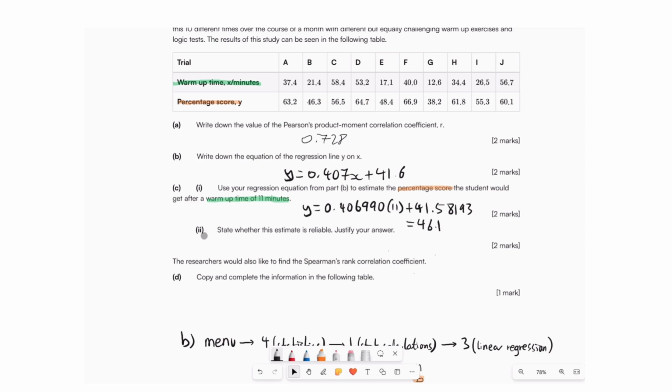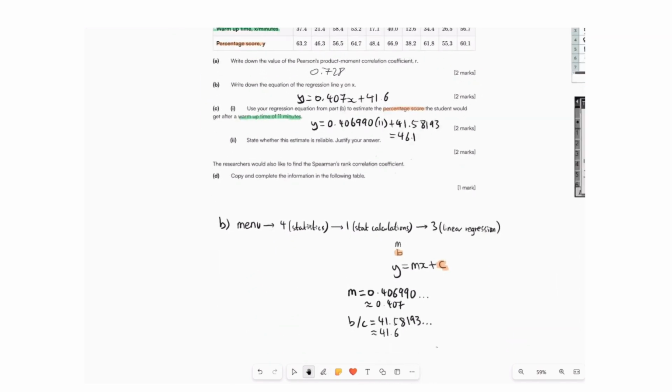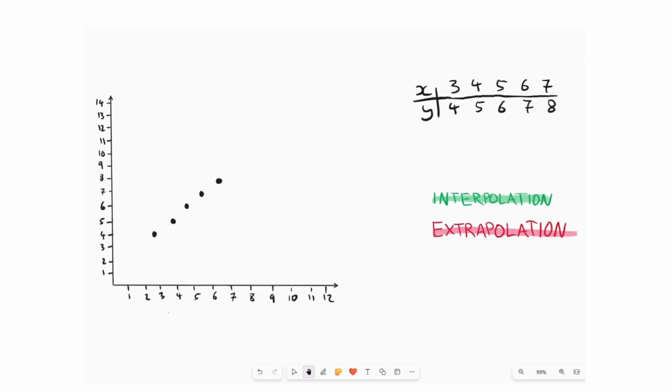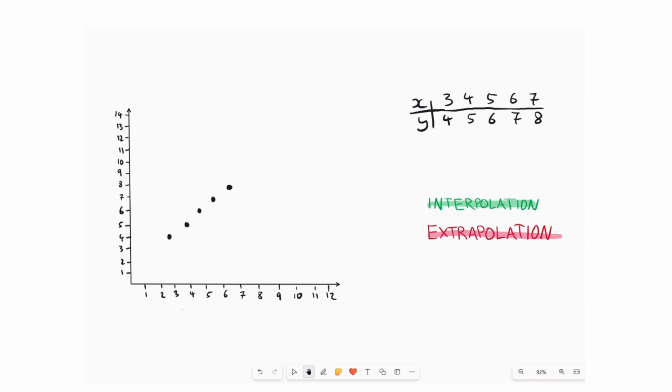So, second part, C, is state whether this estimate is reliable. Now, this is important and you will get it quite a bit, so let's talk a bit about it. We have two things in math: one is called interpolation, one is called extrapolation. What you need to remember is interpolation is reliable, extrapolation is not reliable. This will make a bit of sense, hopefully.